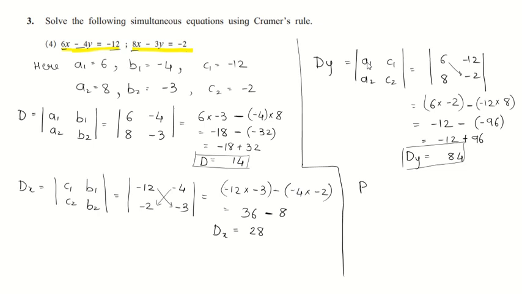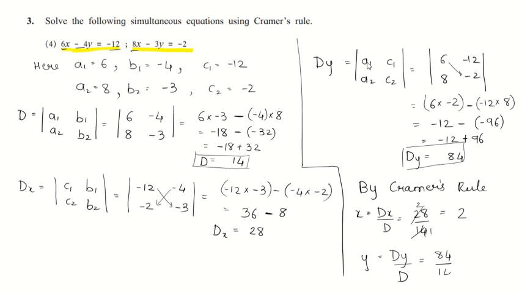Now by Cramer's rule, x is equal to Dx upon D. Dx is 28 and D is 14. So 14 ones are 14, 14 twos are 28. X is 2. y is equal to Dy upon D, Dy is 84 and D is 14. So 14 ones are 14, 14 sixes are 84. Therefore x comma y is equal to 2 comma 6 is the solution.